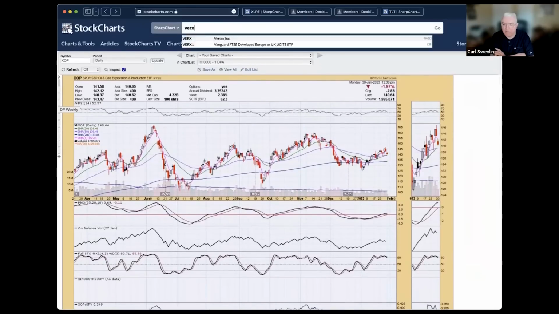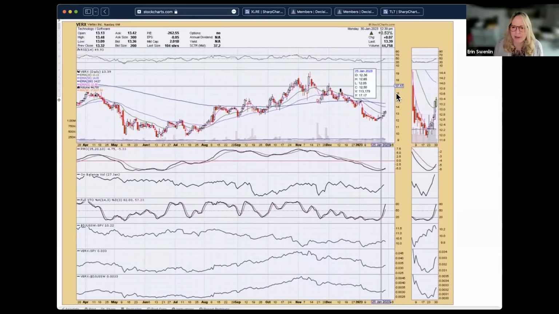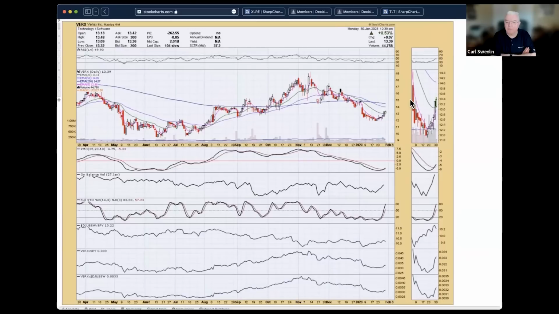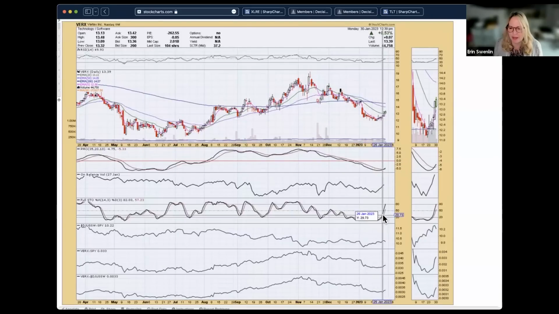VERX. All right, nice rounded bottom. That caught my eye right as soon as this chart developed, if it's a long candidate. Okay, I love the rounded bottom. I love the new PMO crossover buy.